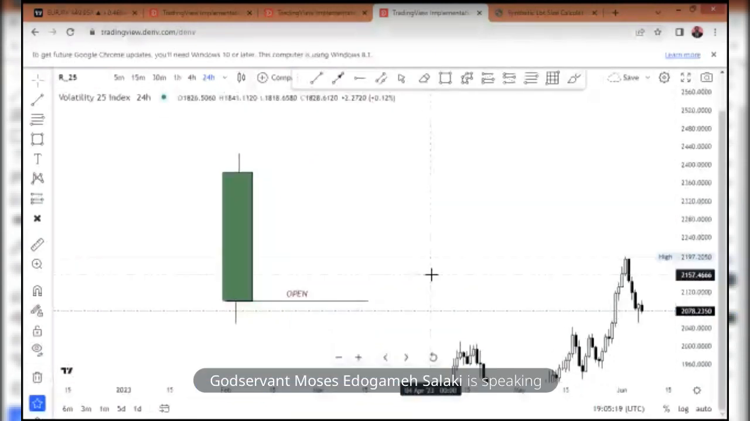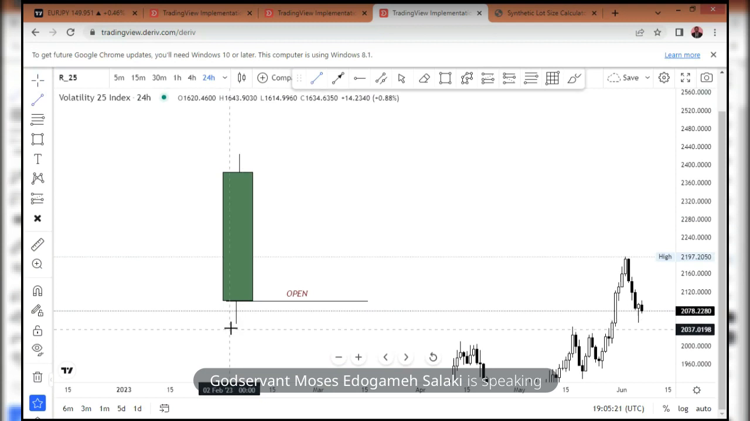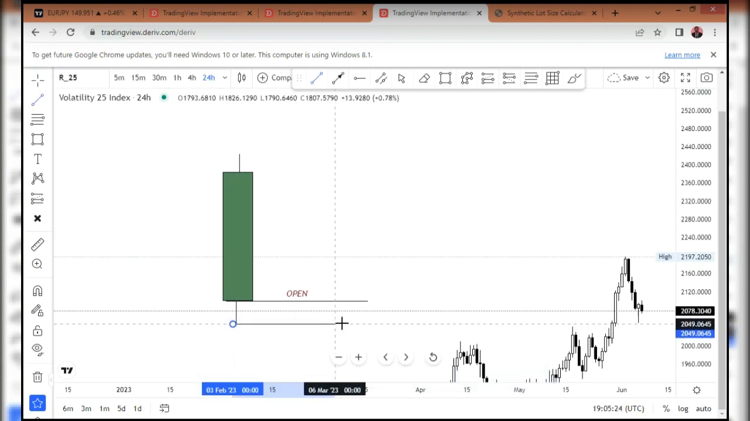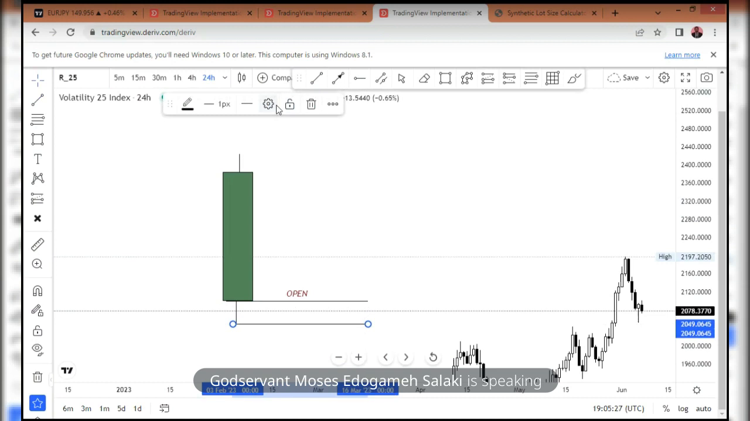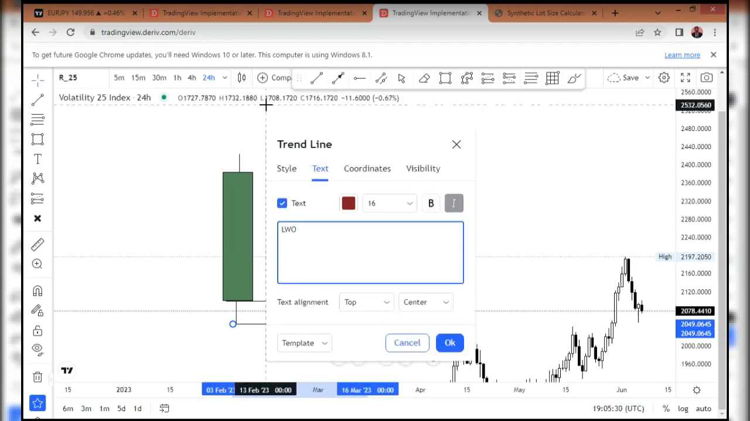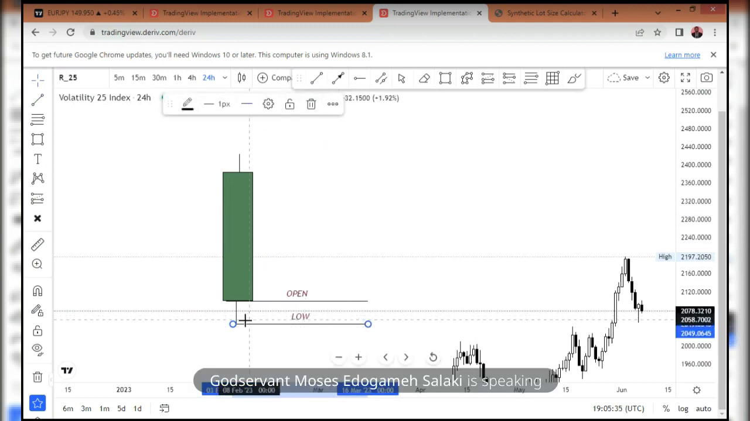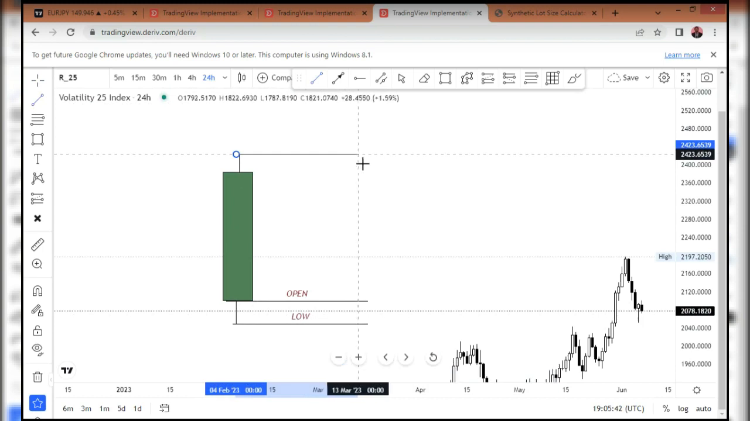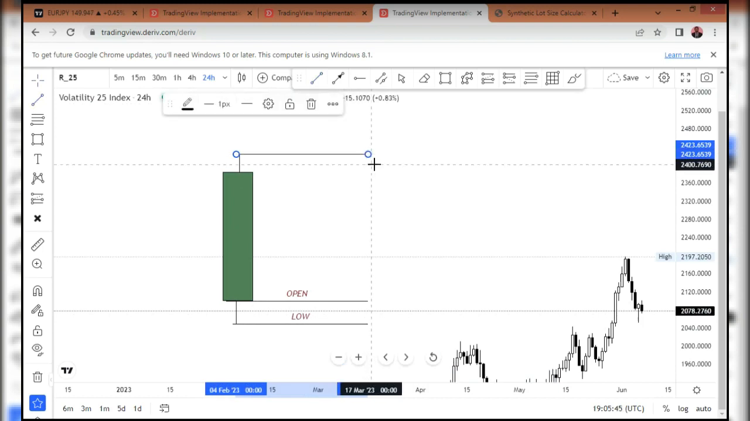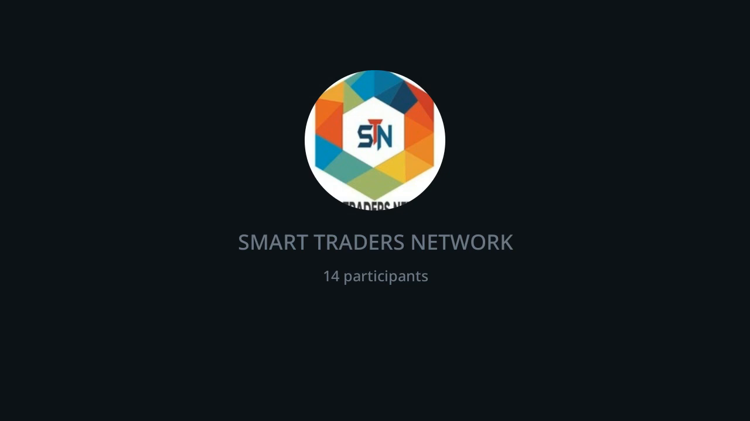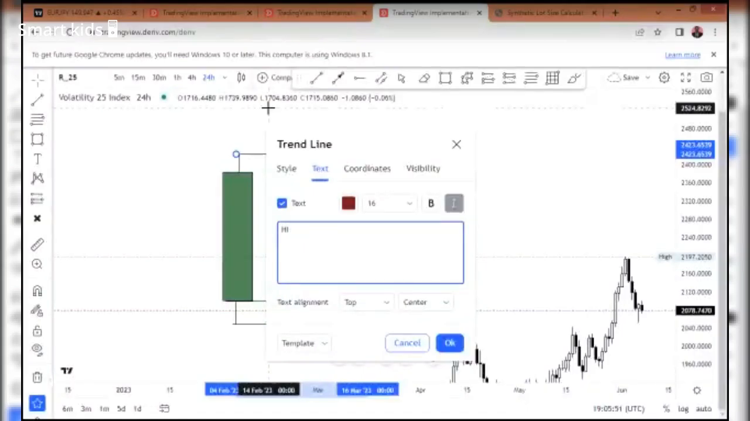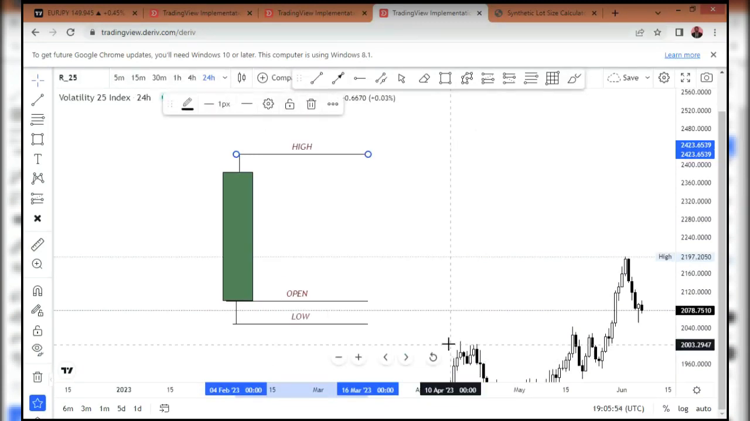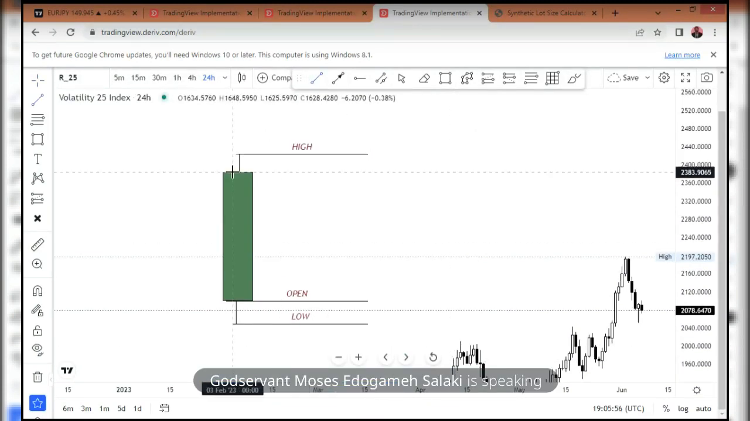the first thing a bullish candle will do is to create the low. After creating the low, the next thing it will do is to create the high. And then the fourth thing it will do is to create the close.